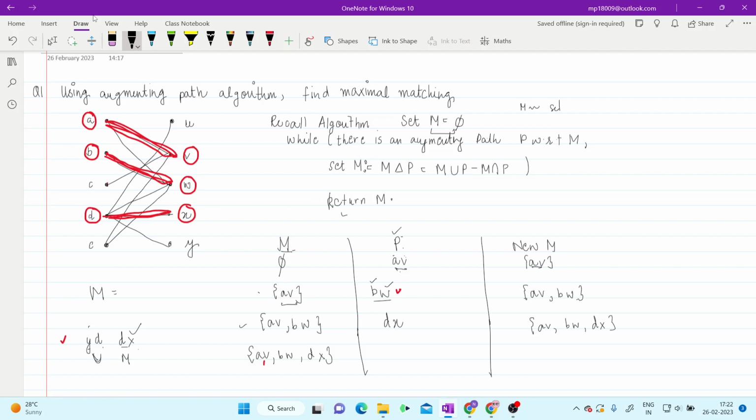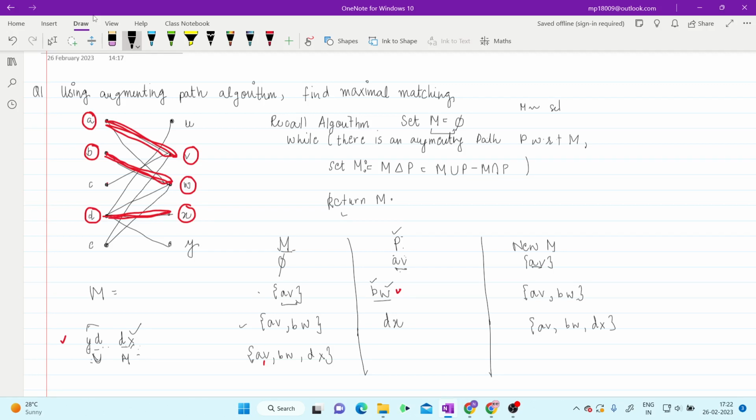Is yd, dx an augmenting path with respect to this matching? No. Someone said there is a common vertex D. But it should start and end with a non-matched vertex, and x is a vertex which is already matched. So this cannot be an augmenting path.